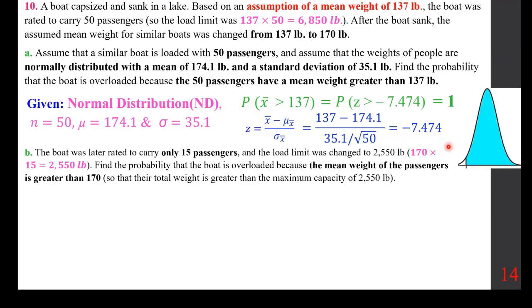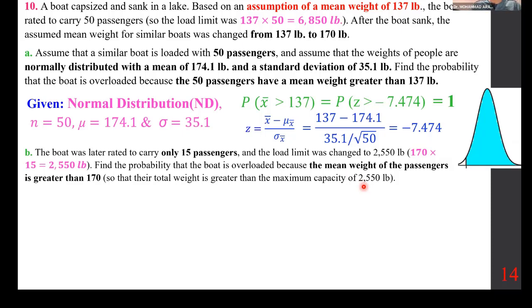The boat was later rated to carry only 15 passengers, and the load limit was changed to 2,550 pounds. 170 times 15 equals 2,550 pounds. Find the probability that the boat is overloaded because the mean weight of the passengers is greater than 170, so that their total weight is greater than the maximum capacity of 2,550 pounds. That's the same situation when you see a total capacity, for example, in an elevator. It works in the same manner.